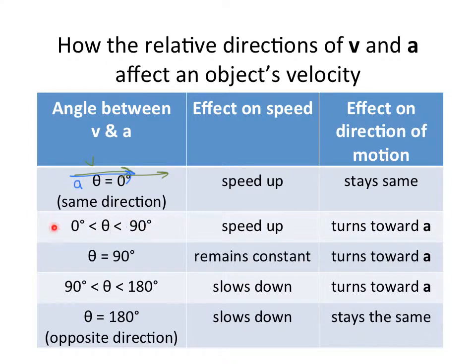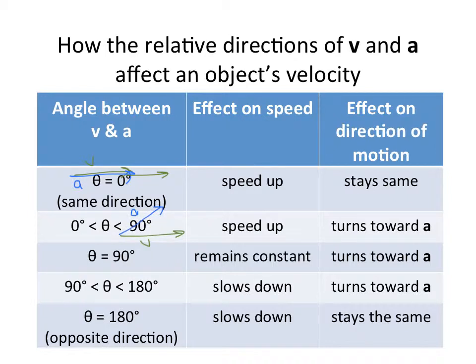All right, what's all this mess right here? Well, this is really saying, what if the angle between the velocity and the acceleration is somewhere between 0 and 90 degrees? It's not at right angles to it, but it's at some sort of an acute angle right here.